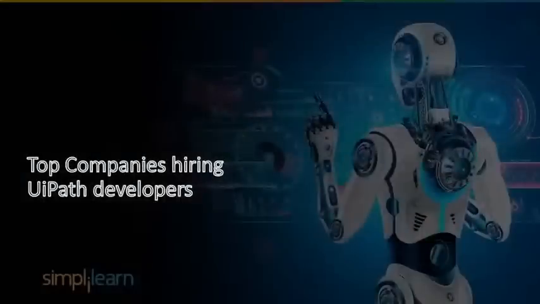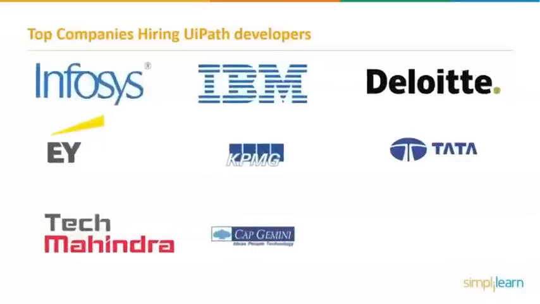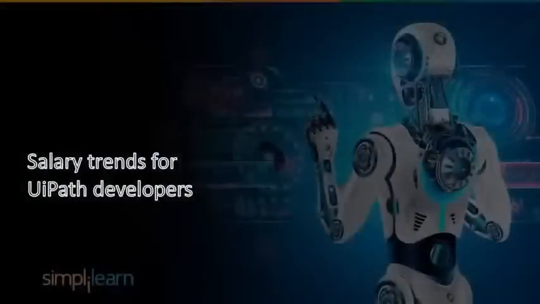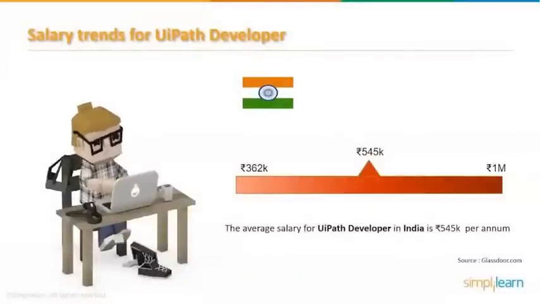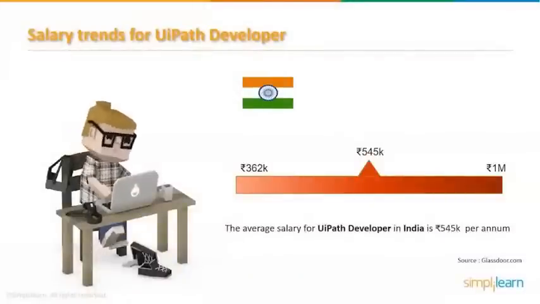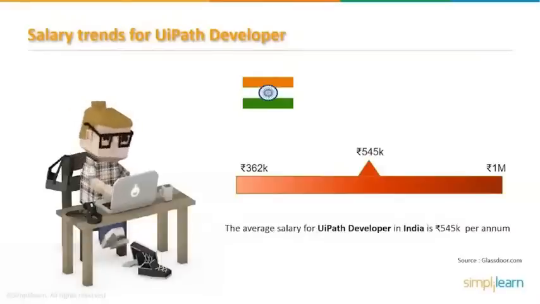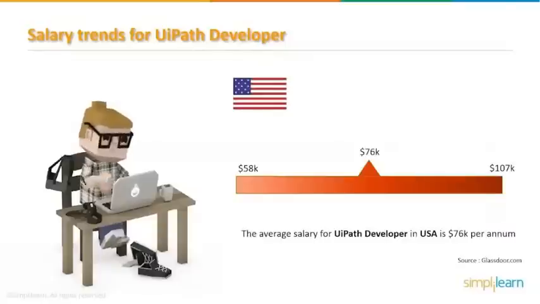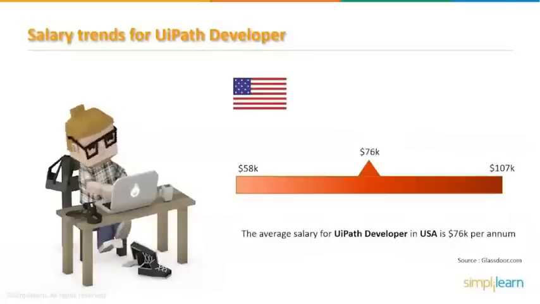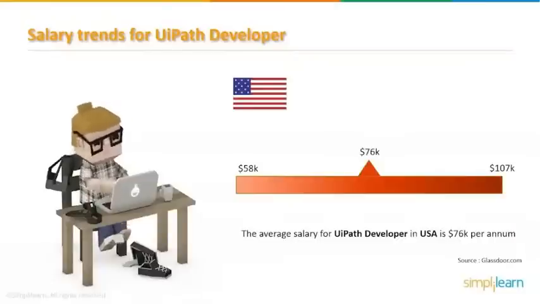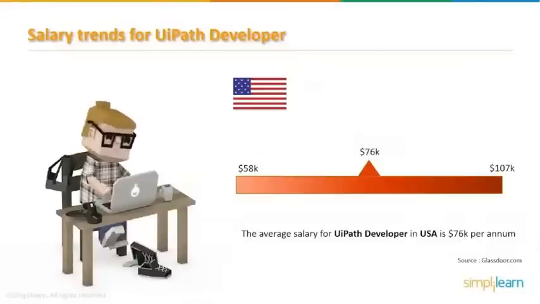Let's look at the top companies hiring UiPath developers. Infosys, IBM, Deloitte, EY, KPMG, Tata, Tech Mahindra, and Capgemini. Let's look at the salary trends for UiPath developers. The average pay scale for a UiPath developer in India is 5,45,000 rupees. UiPath developers' salary ranges from 362,000 rupees to 1 million. In USA, the UiPath developer salary ranges from $58,000 to $107,000, and the average salary is $76,000.